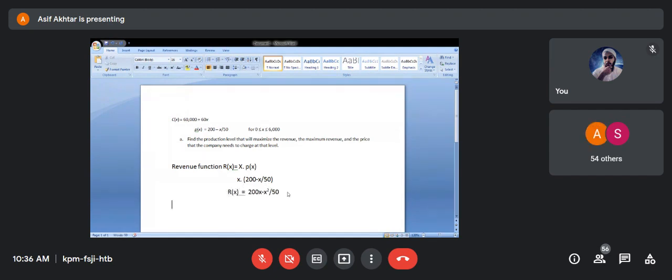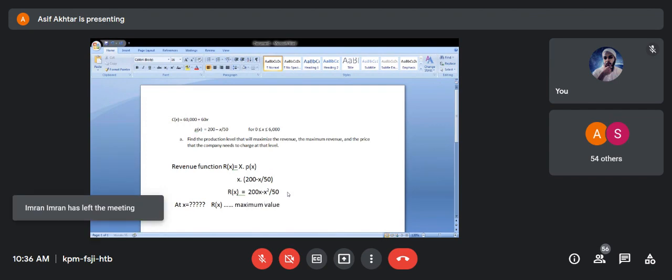Now what we need to do, we have to find out at what value of x the revenue function R(x) attains its maximum. So at what value of x does R(x) attain its maximum value? What is the way out? Which test do we have to apply? We have to apply the first derivative test, the first differentiation.